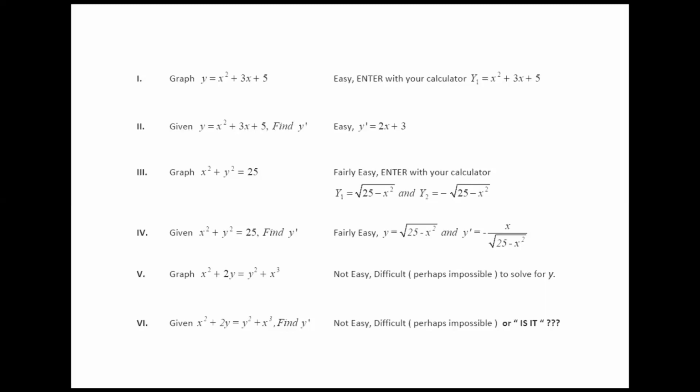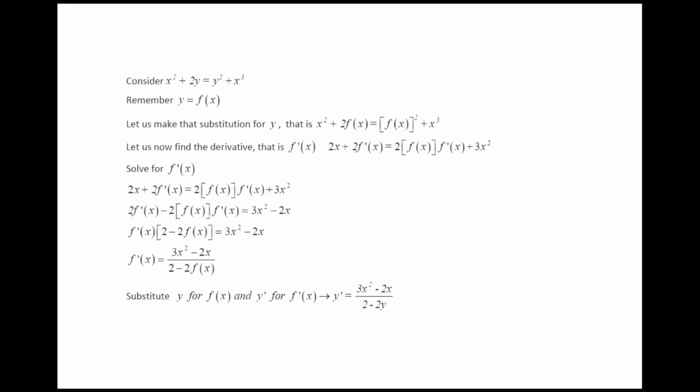So let's investigate how we would find the derivative here. What we've done here is rewrite our function from the previous slide. And where are we going to start? Well, remember, y is f of x. y is f of x in mathematics. So everywhere there is a y, let's substitute in f of x. So this becomes x squared, 2 times f of x, quantity f of x squared, plus x cubed. And now let's take the derivative.